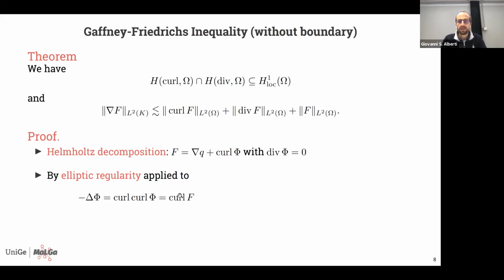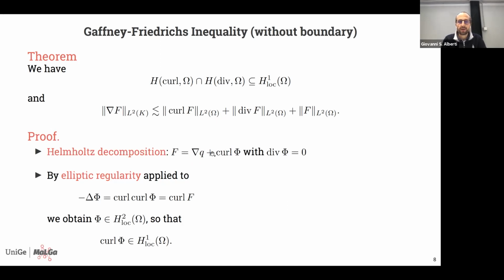And here you see, this is a very nice elliptic PDE, and automatically I get phi in H2 because curl of f is in L2 by assumption. All right, so the phi part is easy. And so if phi is in H2, then the curl of phi is in H1. And note that this means that this bit here of f is in H1. So that's one part of the job done.